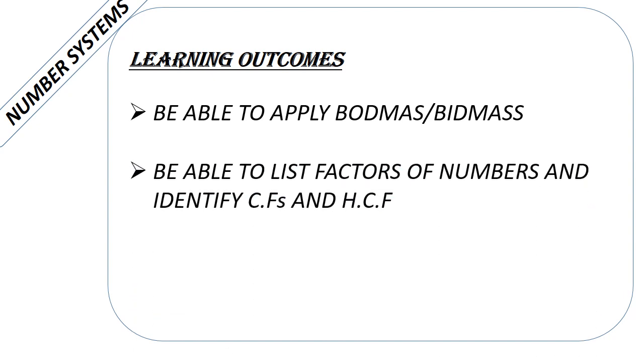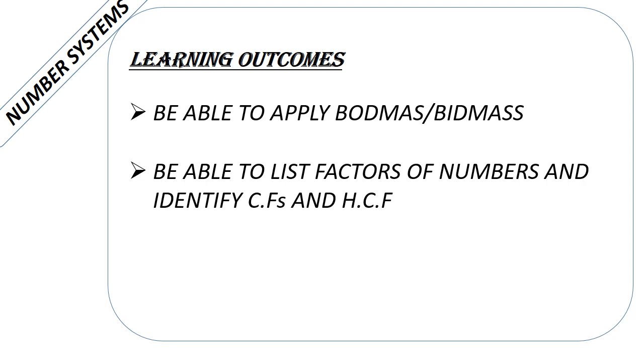You should be able to list factors of numbers and identify common factors and the highest common factor. So given a number, you should be able to tell some of its factors. And if you have been given two numbers, you should be able to identify a common factor and the highest common factor. You don't have to understand this because you haven't learned anything yet.